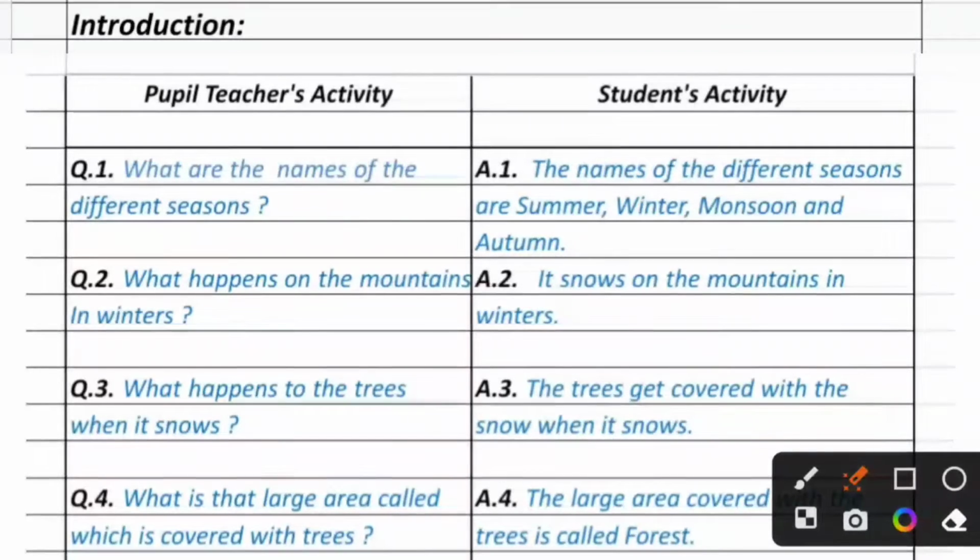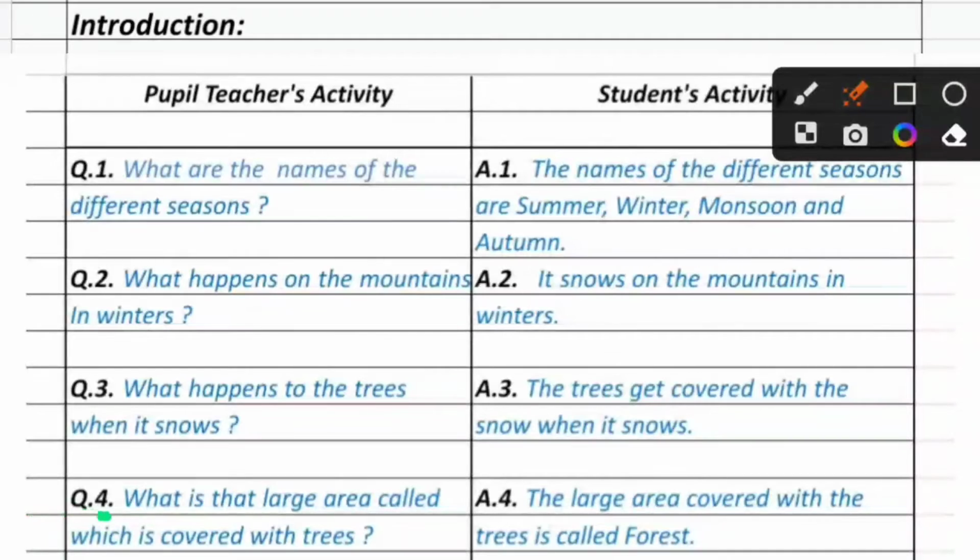The third question can be, what happens to the trees when it snows? And the expected answer will be, the trees get covered with the snow when it snows. The fourth question can be, what is that large area called which is covered with trees? And the expected answer is, the large area covered with the trees is called forest.